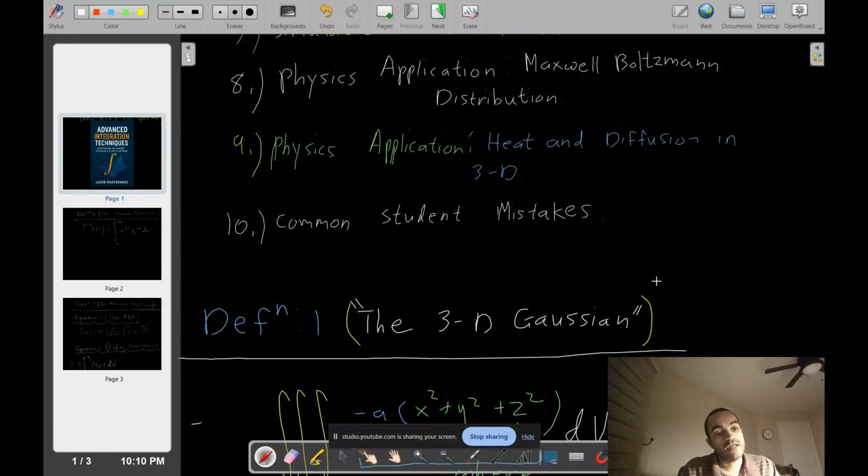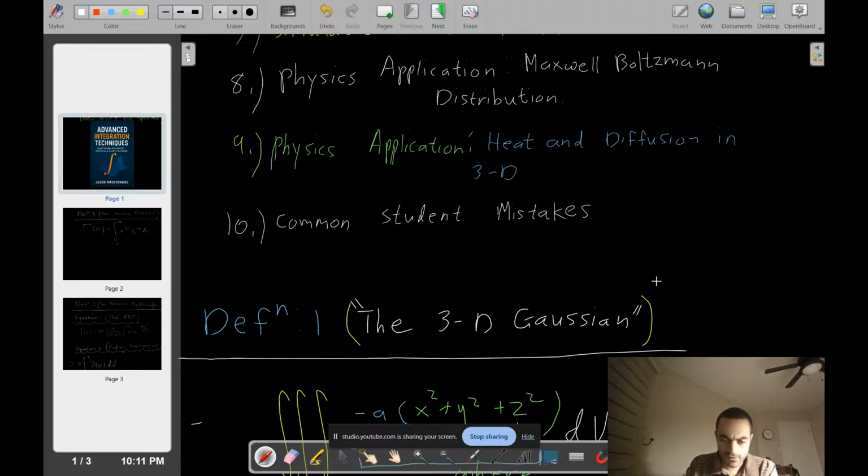For those of you who don't know, this concept is in my book, Advanced Integration Techniques. It's a mathematical methods book, mathematics applied to physics and engineering. That's what this book is about, and that's why you're seeing some of these physics applications coming into play here. So we have an interesting physics application, the Maxwell-Boltzmann distribution.